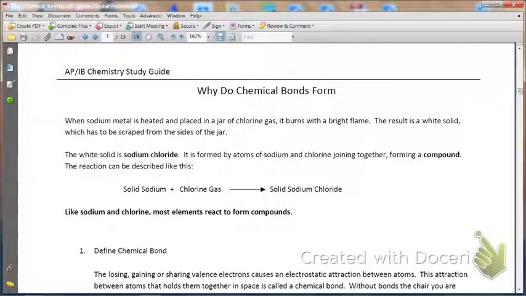Now, when we take sodium metal, heat it up, and place it in a jar of chlorine gas, a violent chemical reaction is going to occur. This is going to produce a bright flame and a white solid compound known as sodium chloride. Now to us, sodium chloride is known as table salt, which is the same salt that is found predominantly in our foods and we consume and enjoy very much.